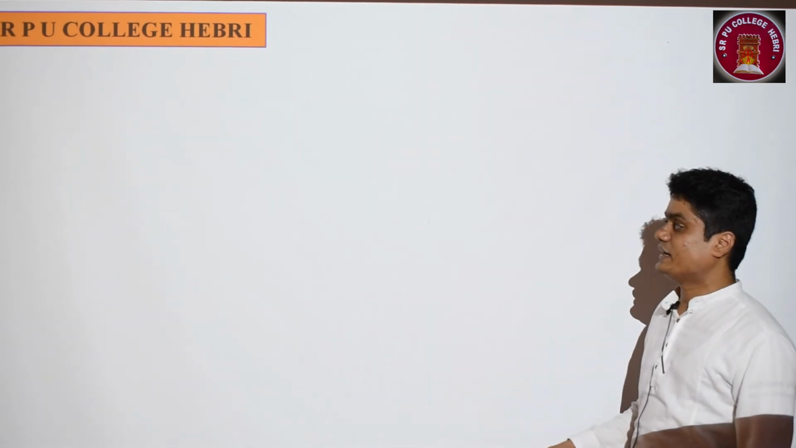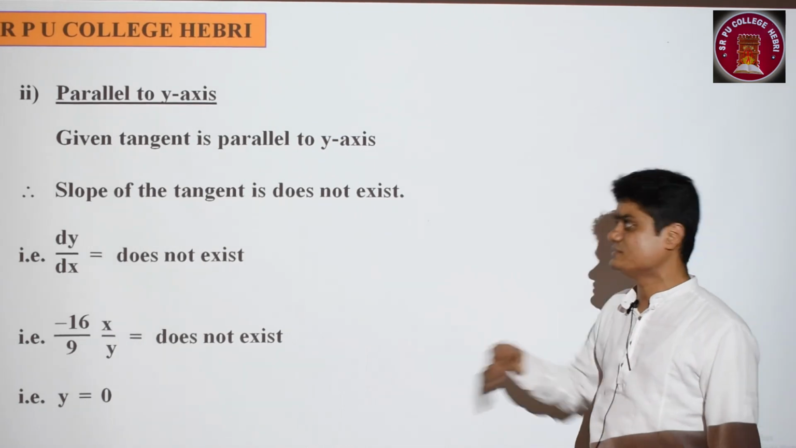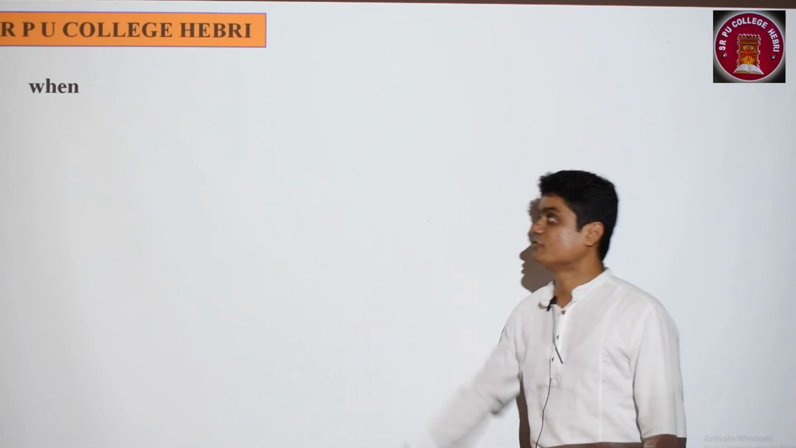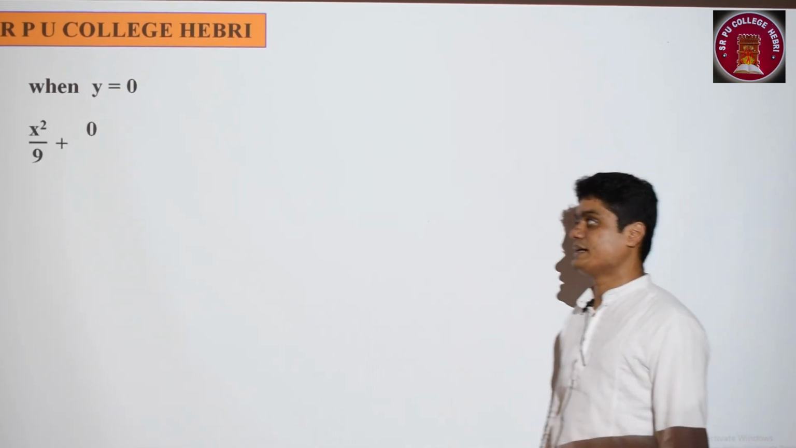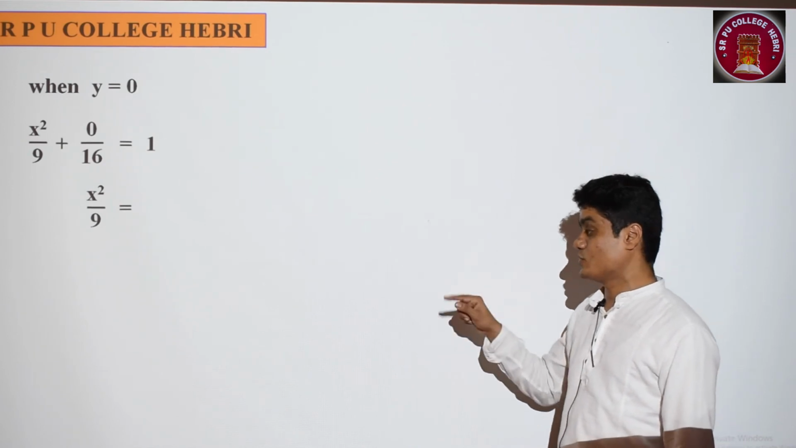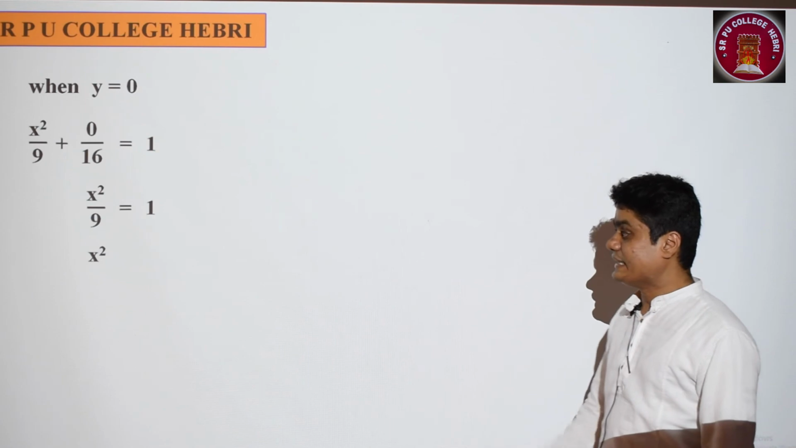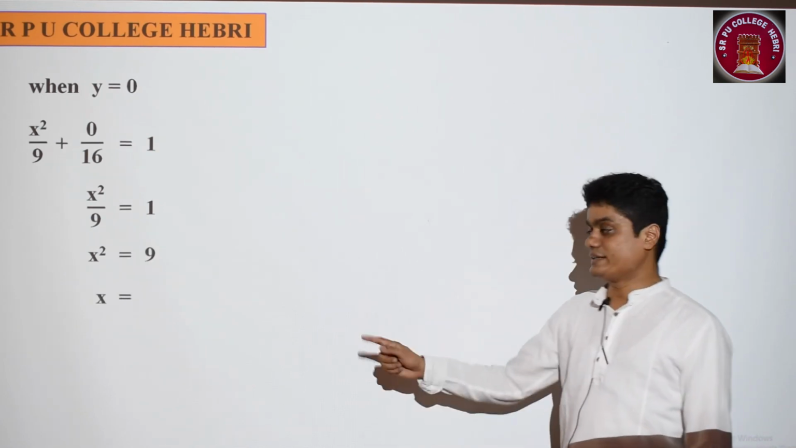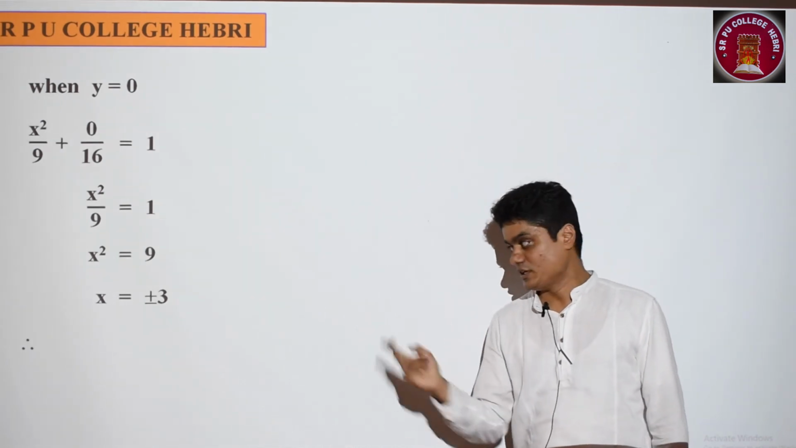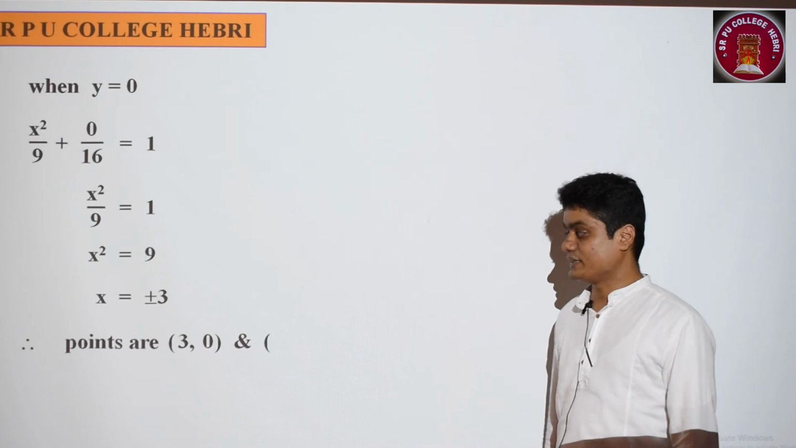Now substitute this value of y. I think it is going a little fast, so just watch carefully, there is nothing difficult. Now when y is equal to 0, substitute here. What will you get? x square by 9 plus 0 equal to 1, that is x square is equal to 9. If x square is equal to 9, x is equal to plus or minus 3. One value of y, two values for x. So which are the points? The points are 3, 0 as well as minus 3, 0.